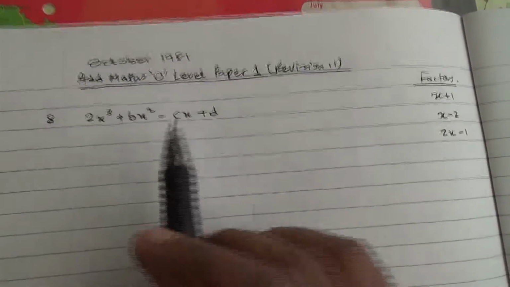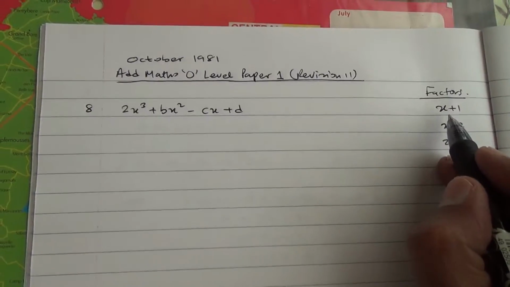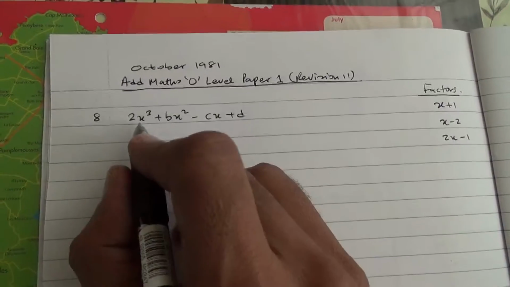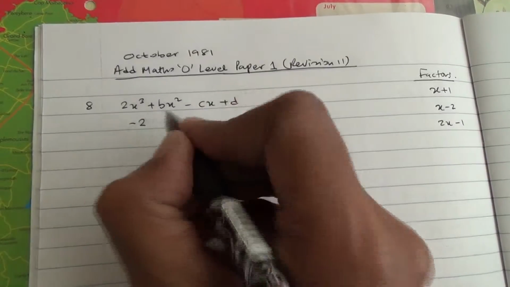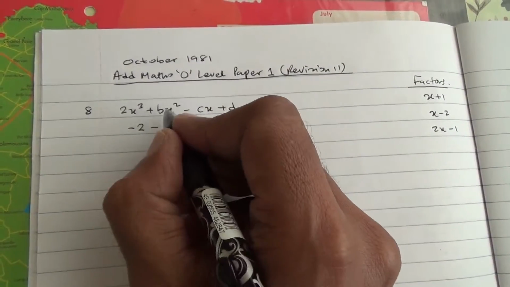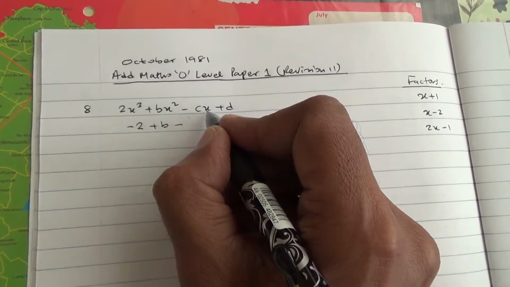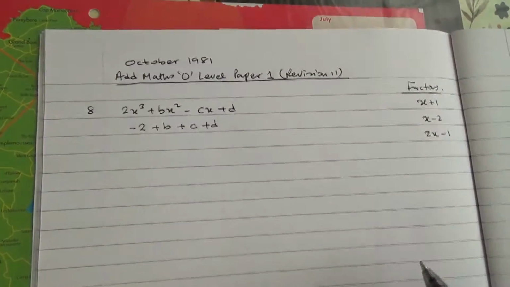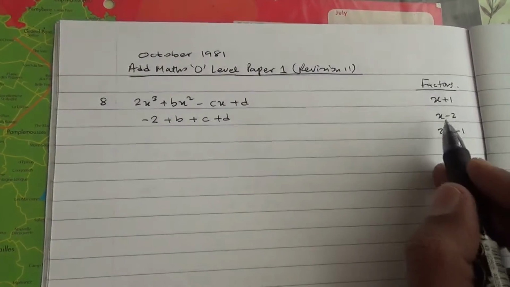Now, this expression can be divided by any of those factors. If a factor is x plus 1, then the value of x is going to be minus 1. So we're going to put minus 1 here. 2 times minus 1 to the cube is minus 2, plus b times minus 1 to the square is b, minus c times minus 1 is minus c, and we've got minus and minus, that becomes plus d. So this is how it becomes after we've put the minus 1 into that expression.